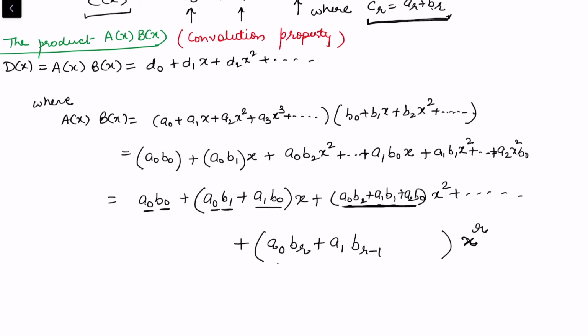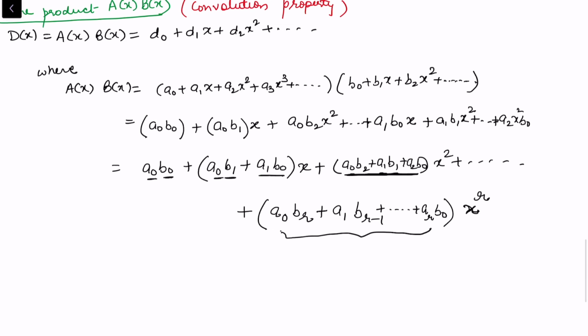So this way we will continue, and this product will continue until we get AR B0. So this becomes the rth term. And this property we call convolution. So if I specifically want to rewrite this term, let's call this delta. So we can write A0 BR plus A1 BR minus 1 plus and so on plus AR B0. This term can be written as a summation.